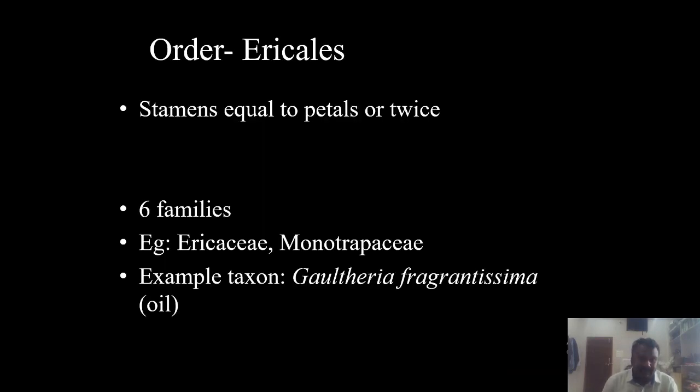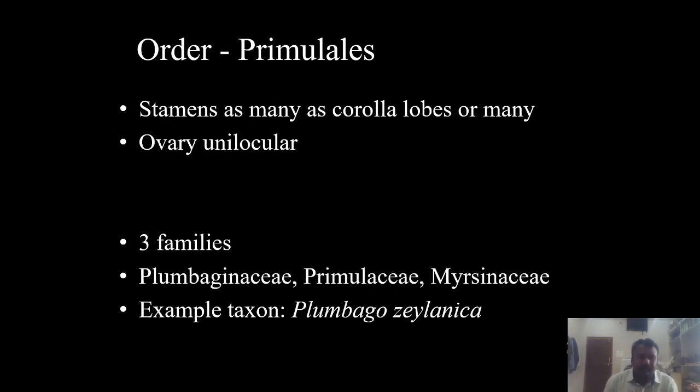Under Ericales, stamens equal to petals or twice. 6 families, Ericaceae and Monotropaceae. Example for this, Gaultheria fragrantissima. Under Primulales, stamens as many as corolla lobes or many, ovary unilocular. 3 families, Plumbaginaceae, Primulaceae, and Myrsinaceae. Example, Plumbago zeylanica.